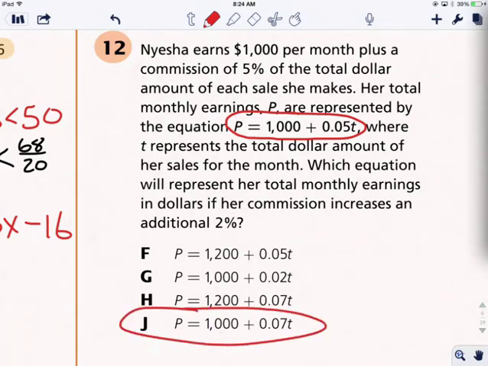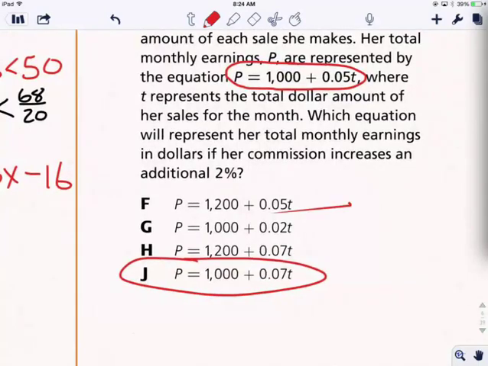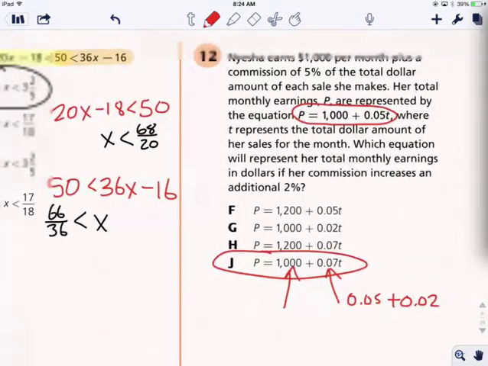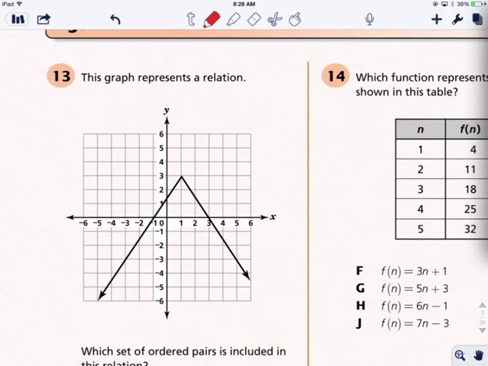The answer is J because you can see that the commission amount increased by 0.02. So this was 0.05 plus the extra 0.02. Now, the 1,000 did not change. The flat amount that she earns each month does not change at all. So 12 is J. Let's look at number 13 now.